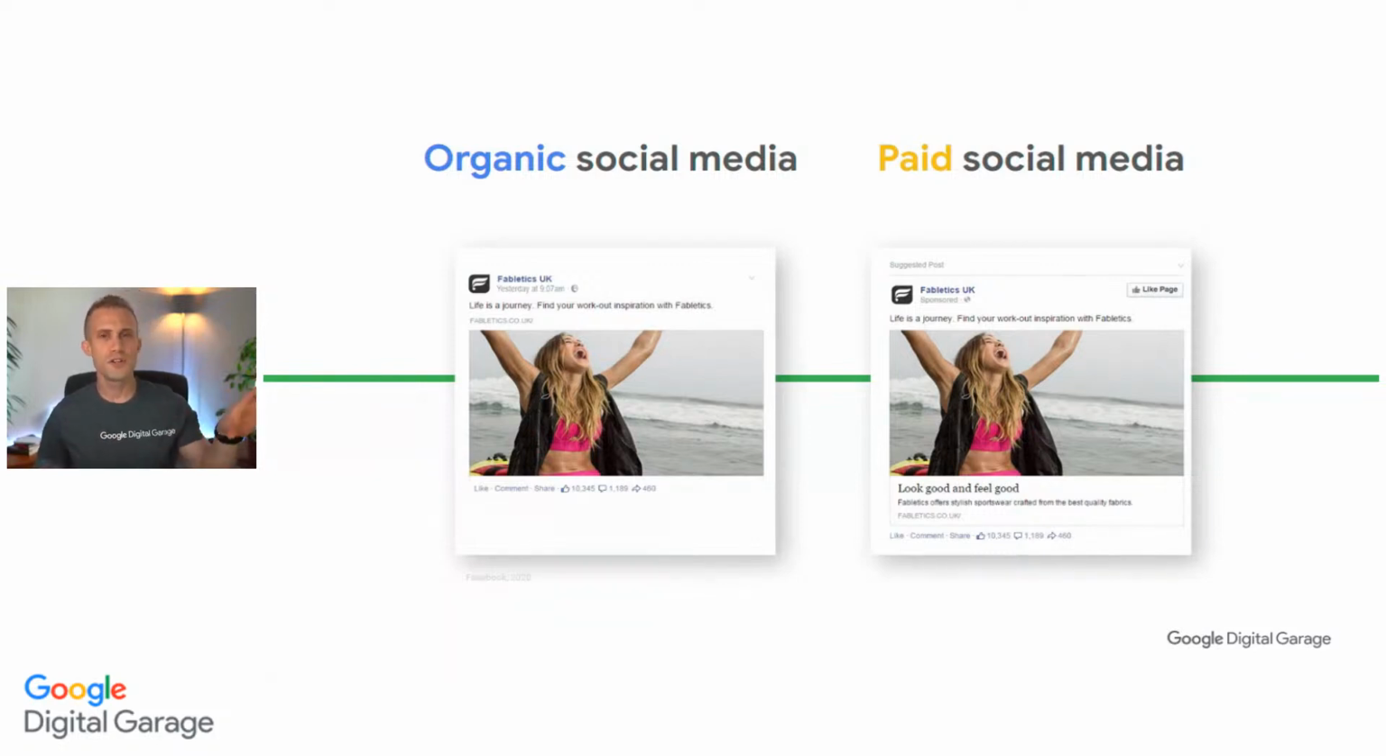But on organic social media, we have a post from Fabletics. Fabletics UK on the far left: life is a journey. Find your workout inspiration with Fabletics. And then it's got a picture. It does have a tiny link just below. But yes, Girl Guided Northeast, it is Facebook. On the far right-hand side, it's also a Facebook post, but what's the difference between the two?